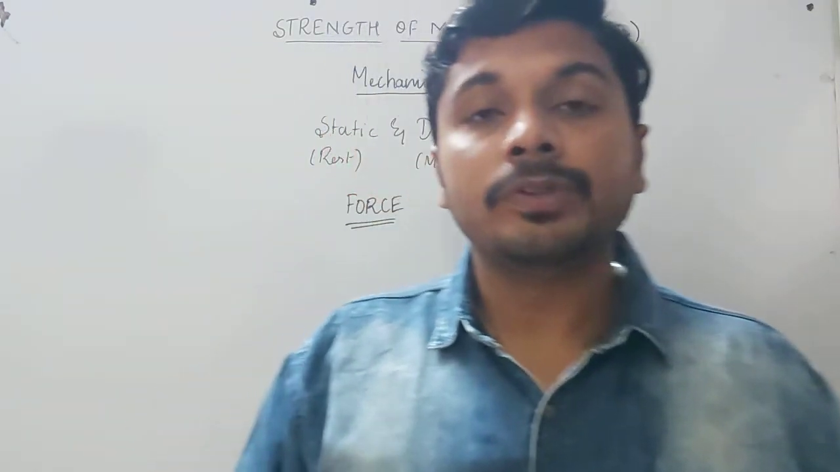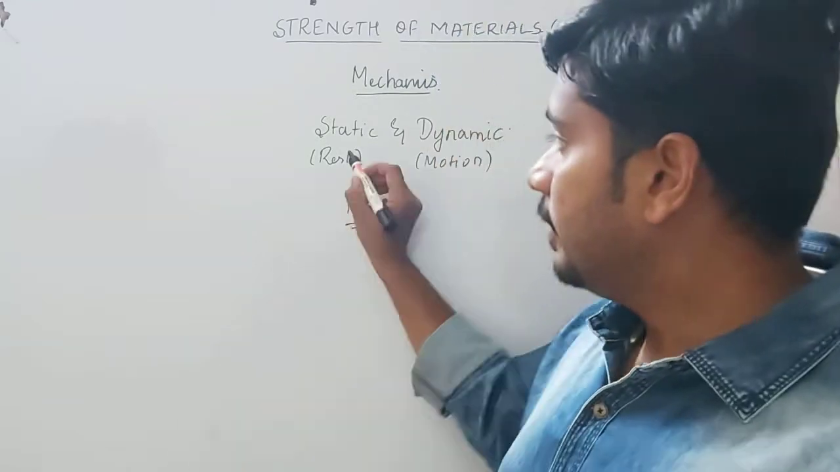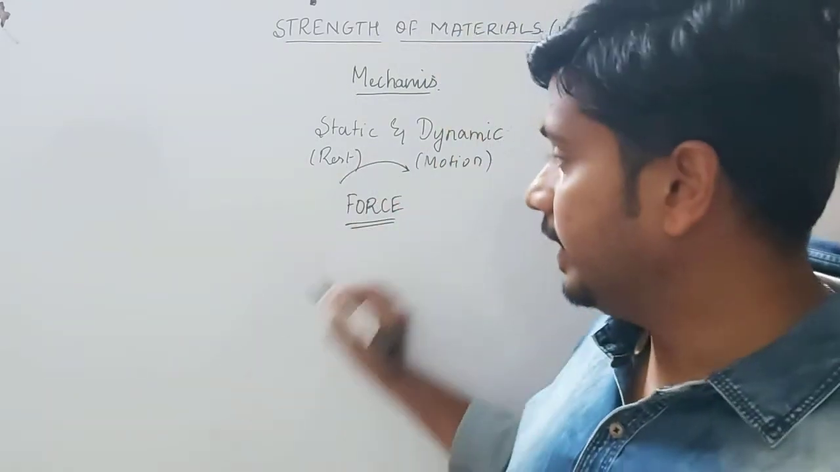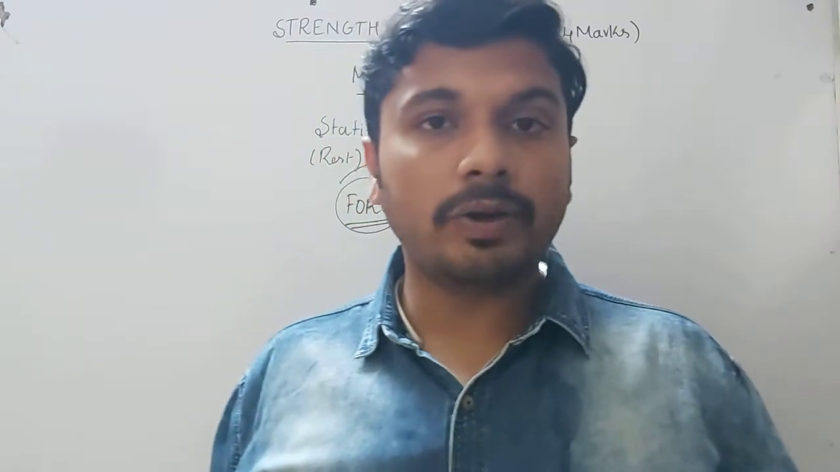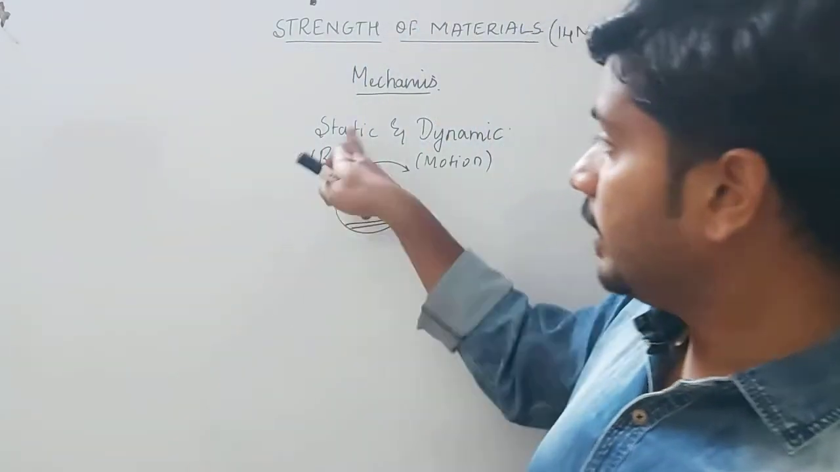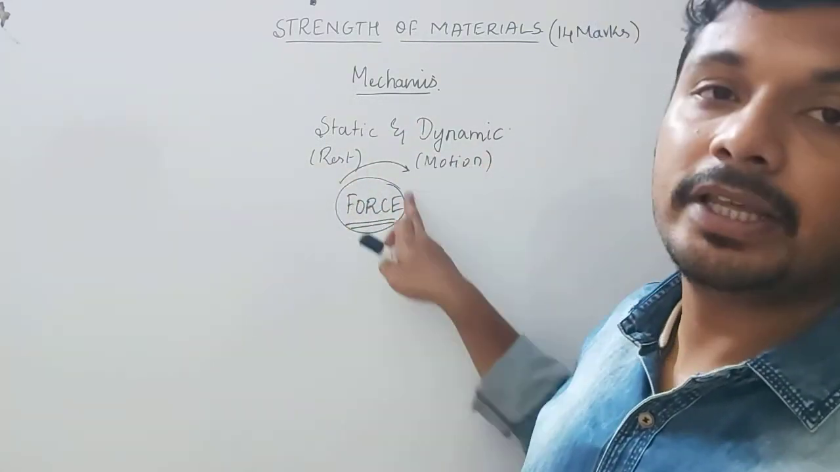Technically speaking, when applied force on a body changes its state of rest, the quantity that converts rest into motion is what we call force. So what is a force? It is an external quantity applied on the body, converting it from rest to motion. This is nothing but the force.